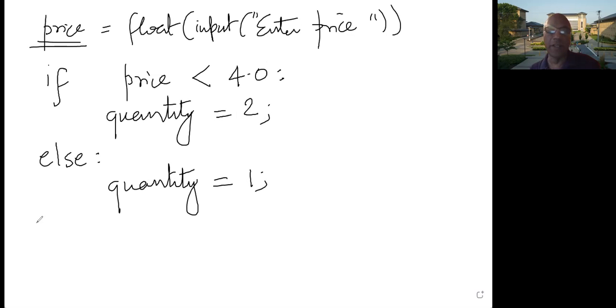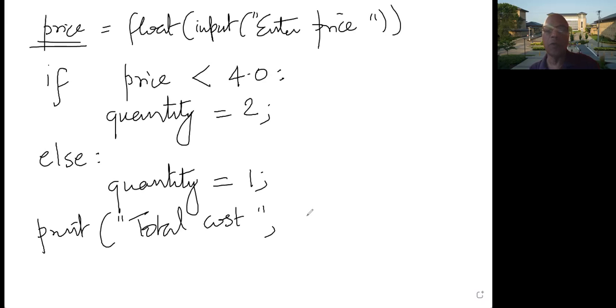And here I can write print total cost, price times quantity.